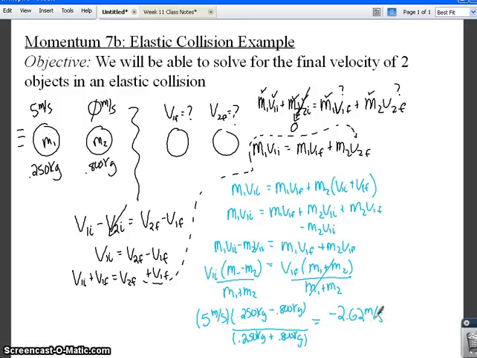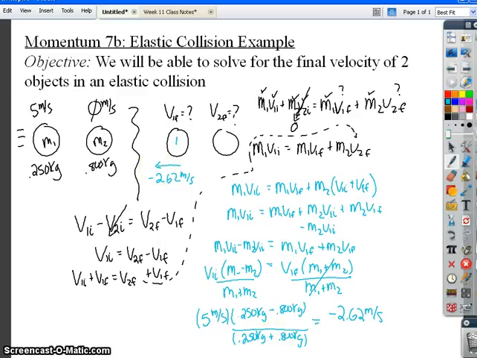That means after they collide, object 1 is now going to move backwards with a speed of 2.62 meters per second. Negative meaning it is going to the left. So we now have one of them, and since we have one, we can now solve for the second one, which is going to be very simple. We just use this equation right here.